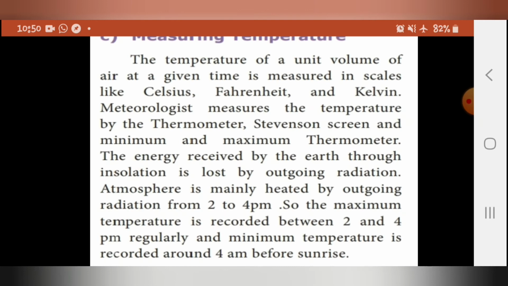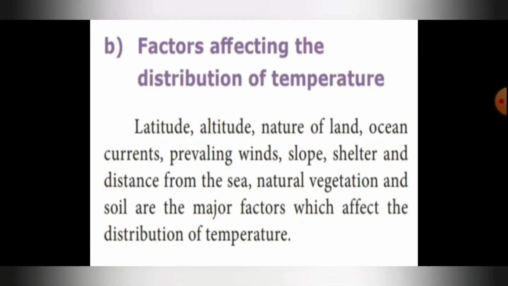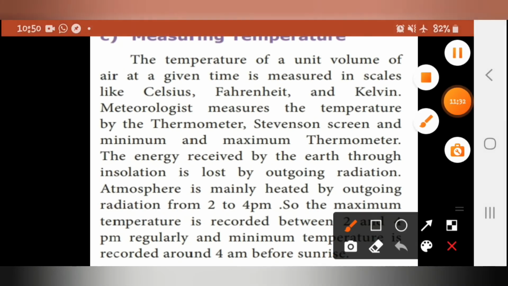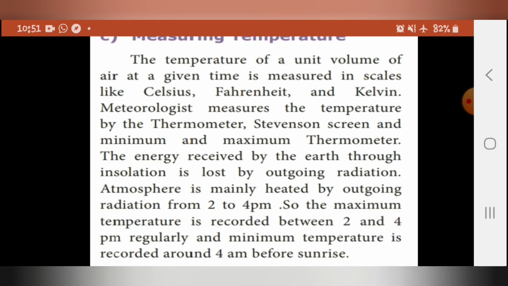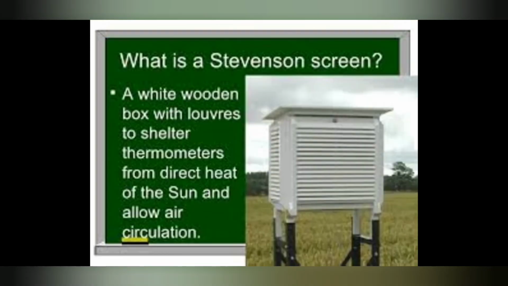The atmosphere is mainly heated by outgoing radiation from 2 to 4 p.m. During this time the heat is going out from the surface of the earth. So the maximum temperature is recorded between 2 and 4 p.m. regularly, and the minimum temperature is recorded around 4 a.m., before sunrise.